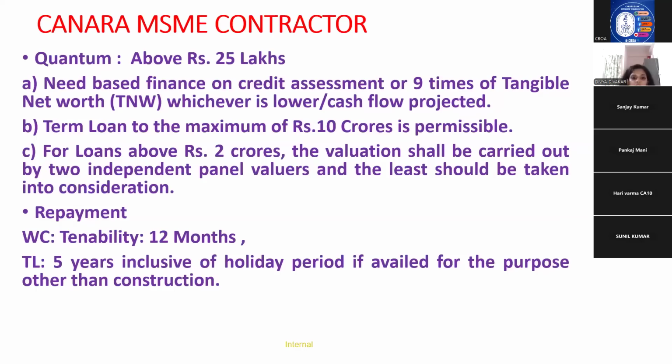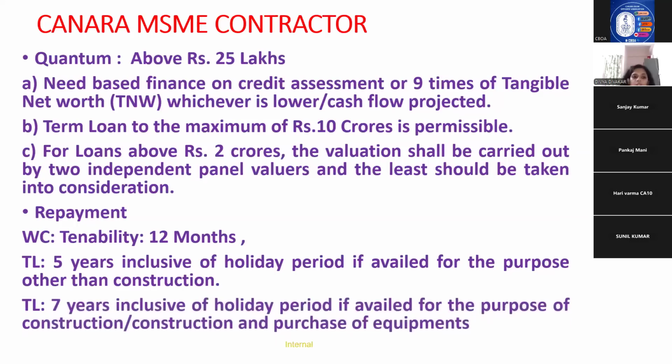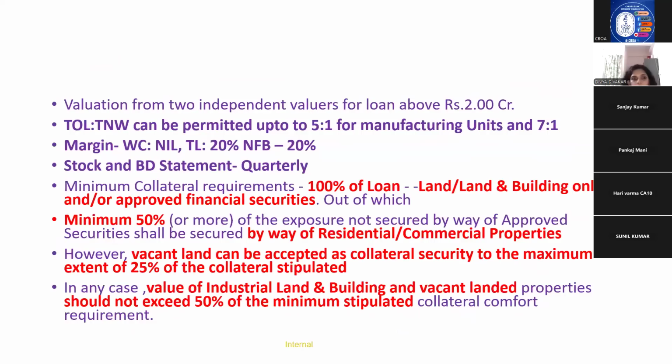Term loan means 5 years, inclusive of holiday period. Term loan, 5 years we told, if it is for other than construction. If it is with construction means 7 years, inclusive of holiday period, if availed for the purpose of construction. We also discussed earlier valuation from 2 independent valuers for loans above 2 crore. Then TOL, TNW can be accepted up to 5:1 for manufacturing units, and other cases 7:1.